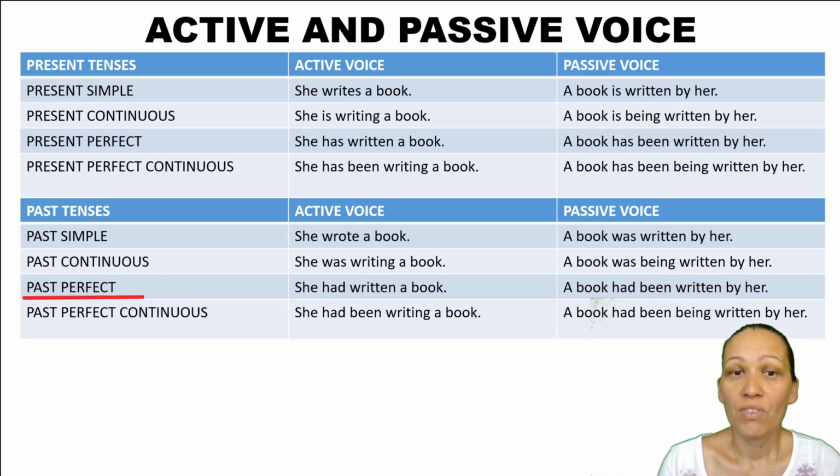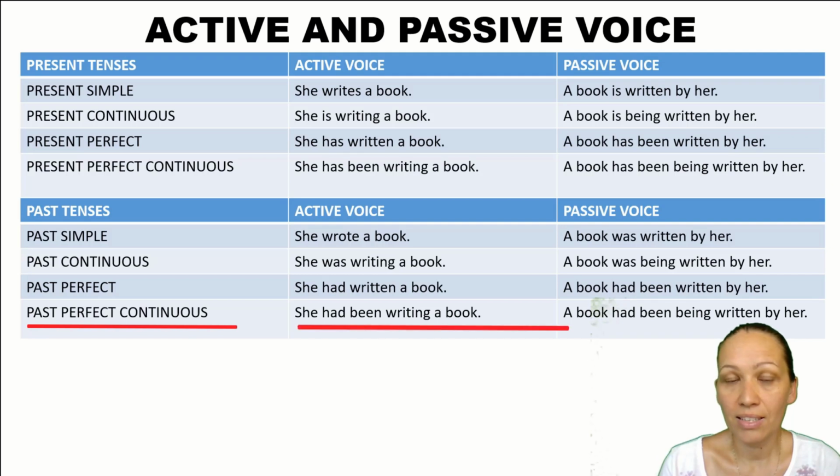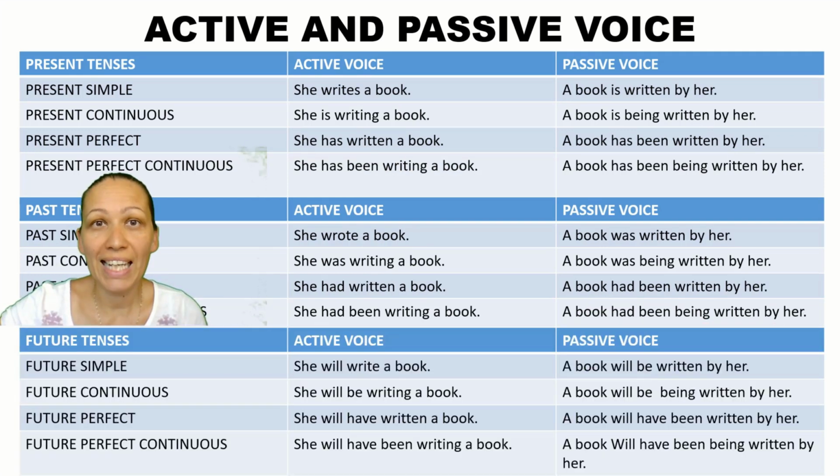Past perfect. She had written a book. The passive voice sentence will be a book had been written by her. Past perfect continuous. The active voice sentence is she had been writing a book. The passive voice sentence will be a book had been being written by her. And last one, future tenses.